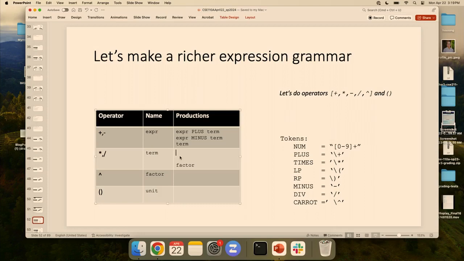What else can a term be? Well, we have our operators here. So it can be a term times, and then what goes here? Factor. We are moving our way down the table, or a term divide factor. So you can see there's this recipe. Left-hand side, operator, go down in the table. And now for a factor. So a factor, base case can be a unit, but what else can it be?